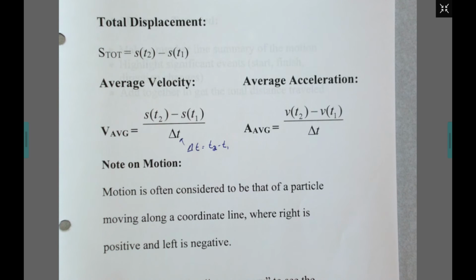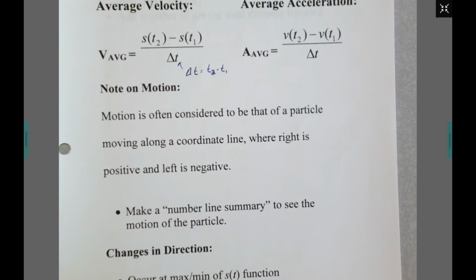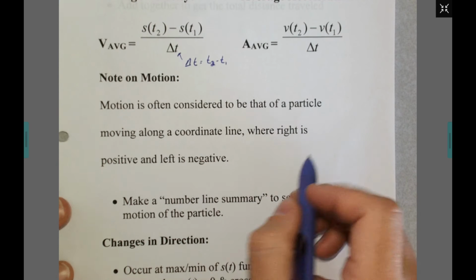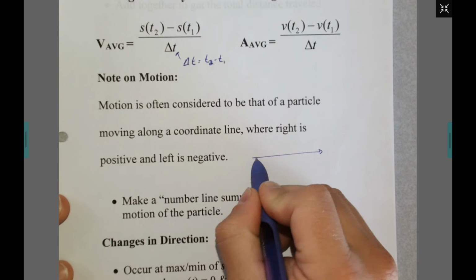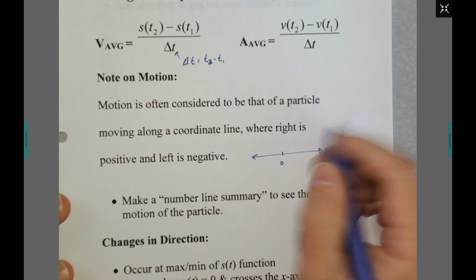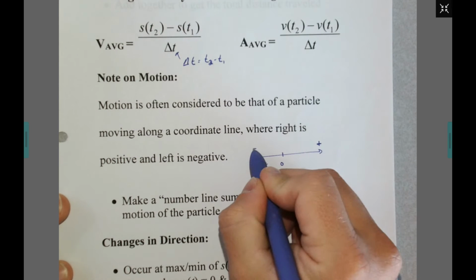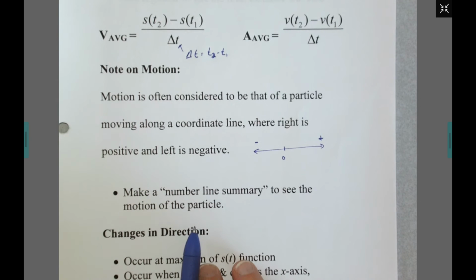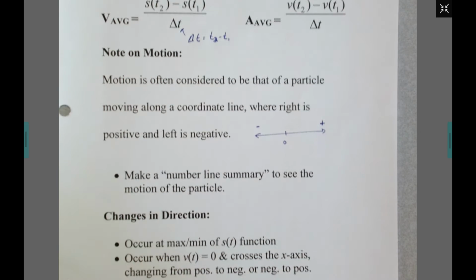For this class, we often consider motion to be moving along a coordinate line, a number line, where right is going to be positive, left is going to be negative. So sometimes it may be helpful to go ahead and draw a number line. You're going to have your 0. To the right would be positive, left would be negative. And that's what this bullet point right here is for. If you make a number line summary, it sometimes is easier to visualize what is occurring in these problems.